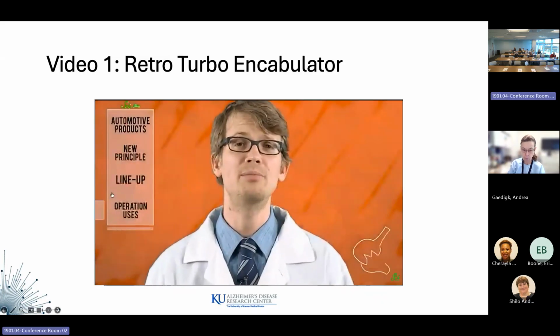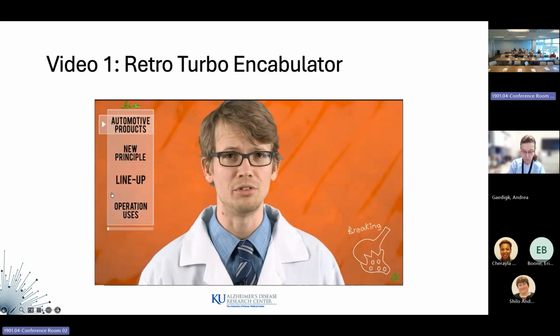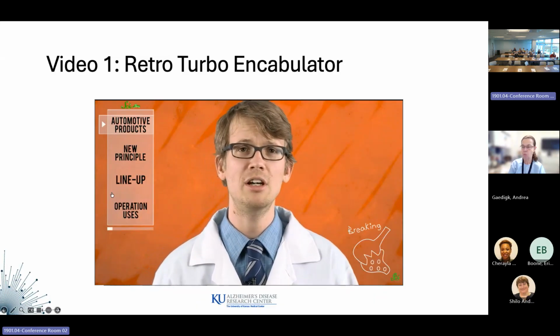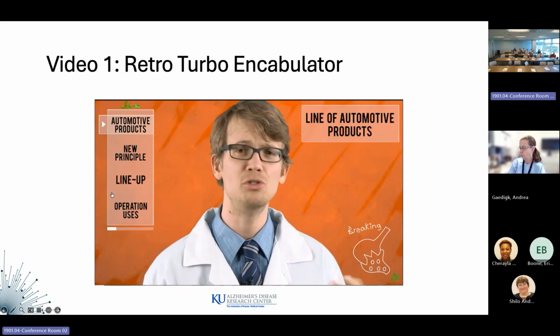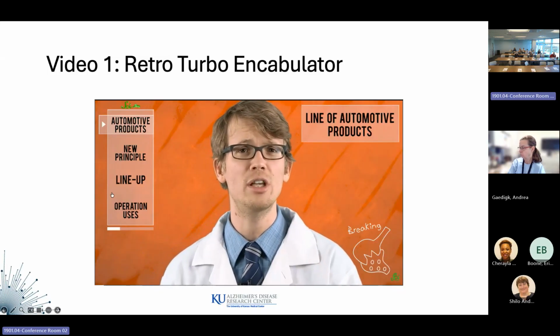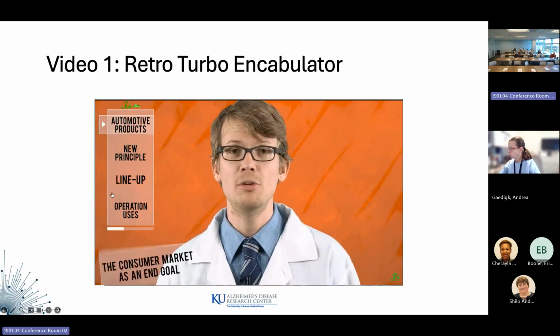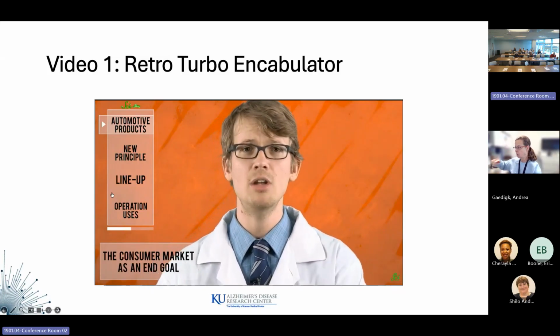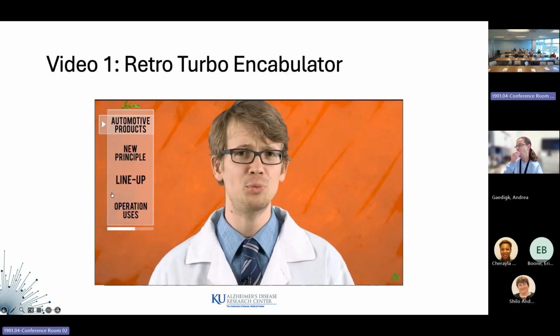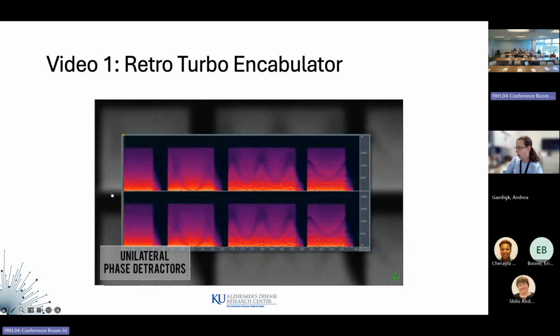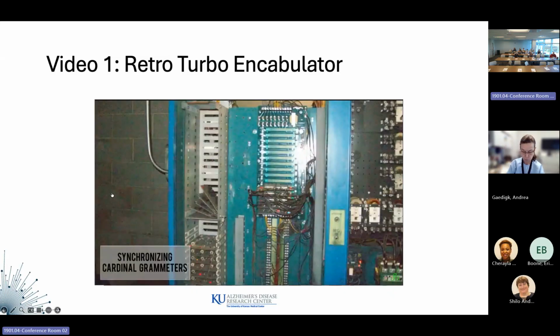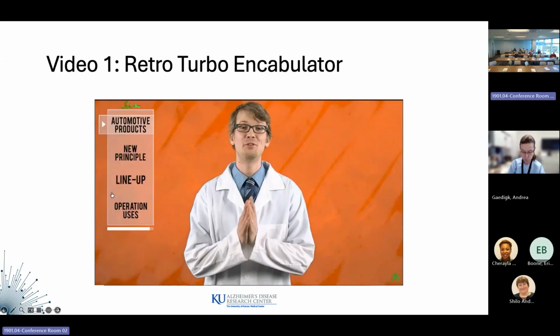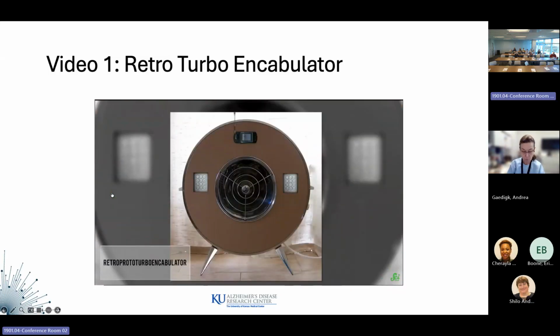Hello and welcome to this special edition of SciShow Breaking News. For many years, research has been proceeding on a line of automotive products that establishes new standards for quality, technological leadership, and operating excellence. With the consumer market as an end goal, work has been proceeding on the crudely conceived idea of an instrument that would not only provide inverse reactive current for use in unilateral phase detractors, but would also be capable of automatically synchronizing cardinal gram meters. That's right, it's finally here. The retro proto-turbo encapsulator.